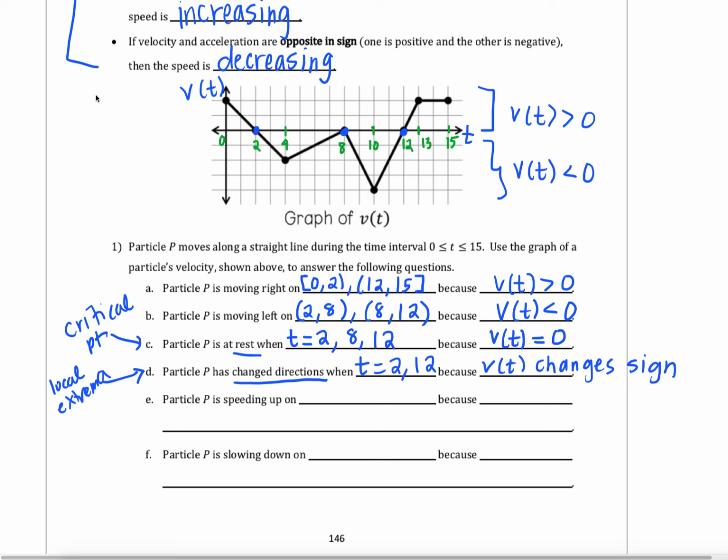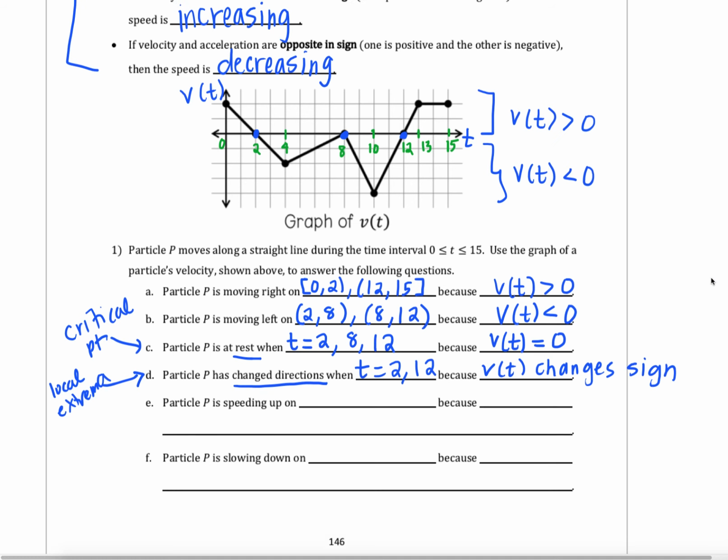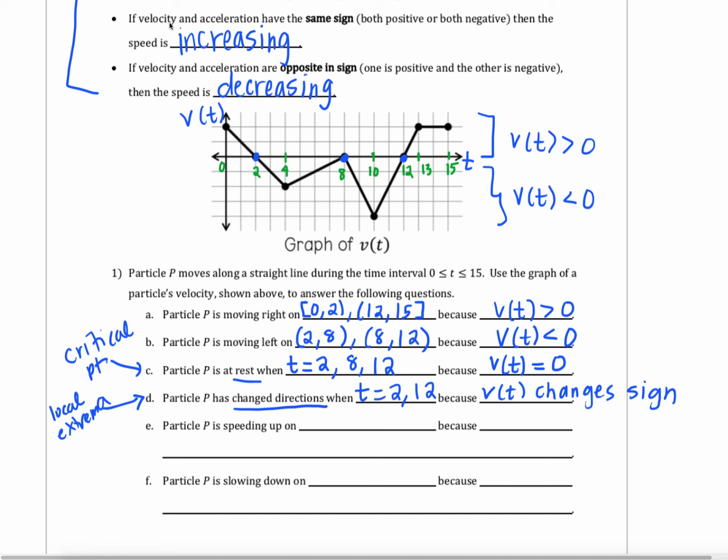Now in part E and part F, we're going to talk about where the particle is speeding up or slowing down. This is going to require us to not only know what's happening with velocity, but to also know what's happening with acceleration. And if I scroll back up here to the last two bullet points up above, when velocity and acceleration have the same sign, either both positive or both negative, it doesn't matter, then the speed of a particle is increasing. If velocity and acceleration are opposite in sign, one is positive and one is negative, then the speed is decreasing. These two statements right here are going to help us with parts E and F down below.